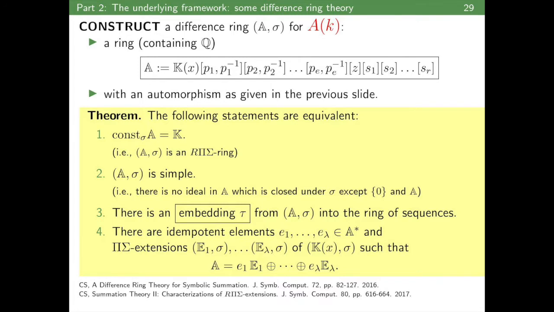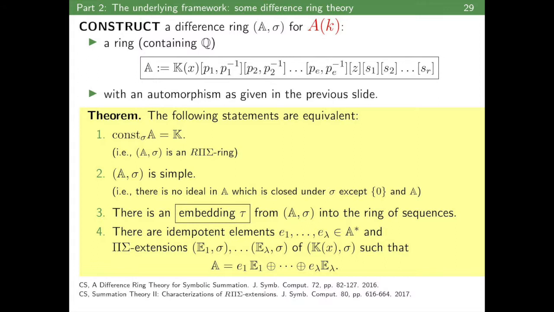And there's another statement which I didn't use too much so far, but there might be interesting algorithms. There are idempotent elements e_1 up to e_lambda, such that the ring can be written as a direct sum, and the e_1 up to e_lambda are integral domains. These are, again, these rings with variables where the root of unity guy is gone. I have, again, integral domains.